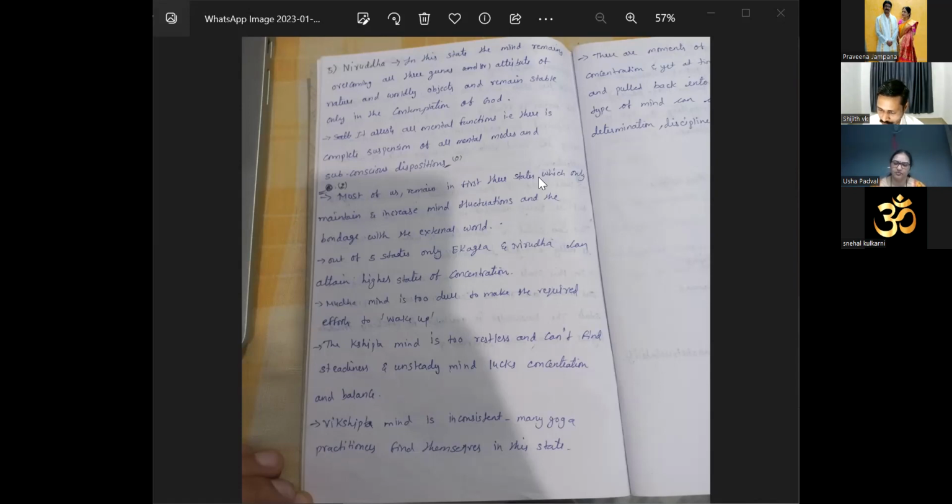Vikshipta mind is inconsistent. Many yoga practitioners find themselves in this state. We practice yoga for one week, then take a break. We practice it for two weeks, again we take a break. We practice it for a few days, then we take a break. So it is inconsistent, Vikshipta, and most yogic practitioners are in this state. Now that we have understood, you can analyze which state we are in.